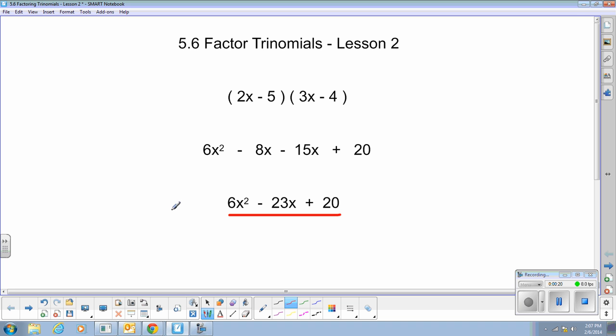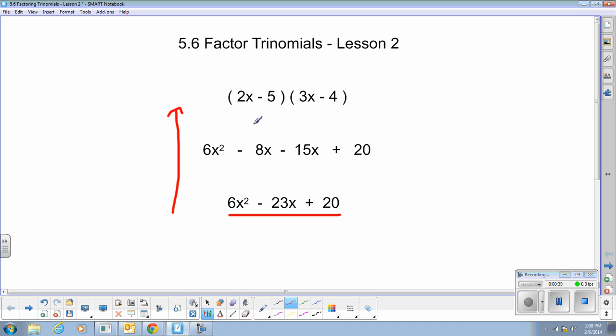When I teach this, I like to teach it from what you're already familiar with and how to multiply these to get to this answer. But our goal by the end of the lesson is to be able to start here and work our way back here. So we're going to start with the trinomial and end with a binomial times a binomial.